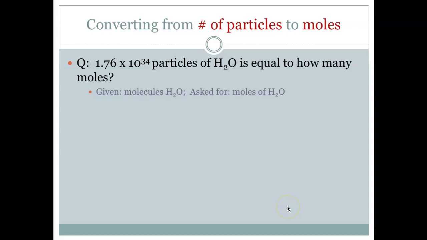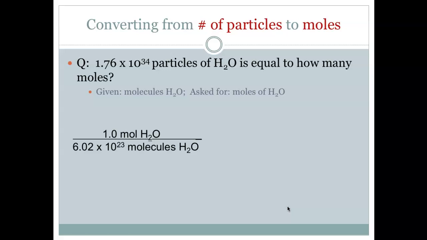Now we're going to look at how to do the reverse, convert number of particles to moles. This question reads, 1.76 times 10 to the 34th particles of water is equal to how many moles? Here we're looking at water, which is a molecule, so particles refers to molecules. So we're given molecules of water, and we're asked for moles of water. So half of our proportion is the relationship we know between moles and molecules.